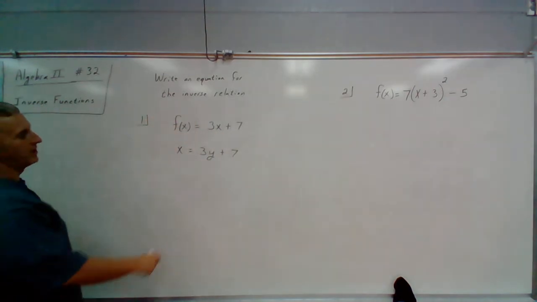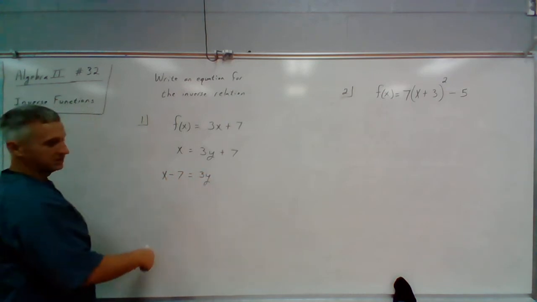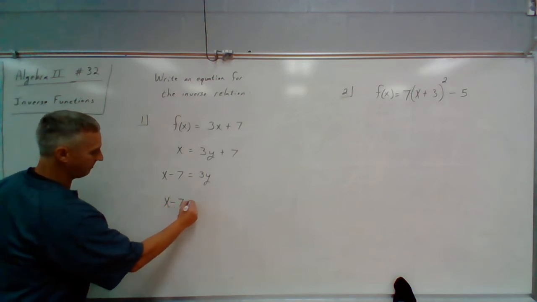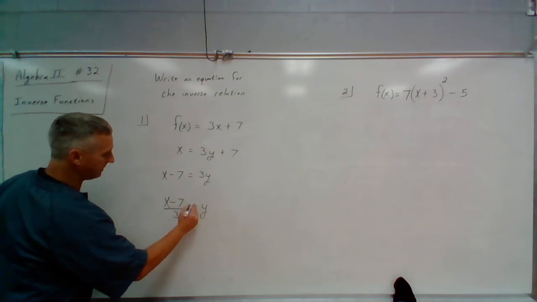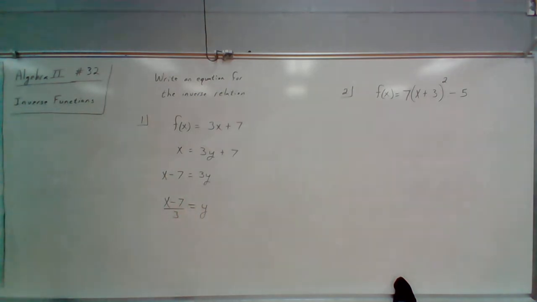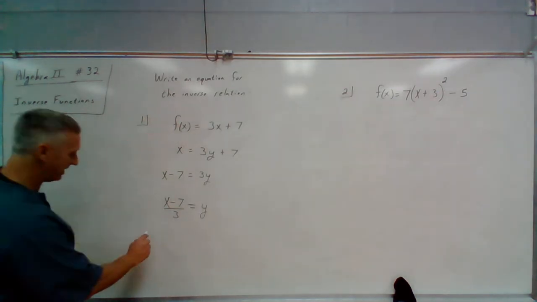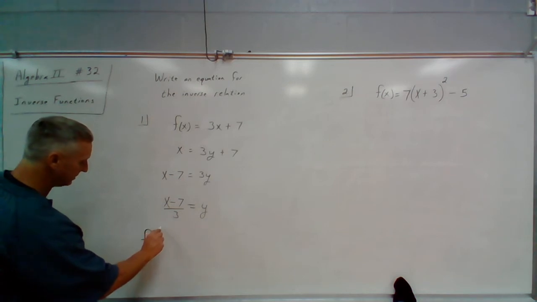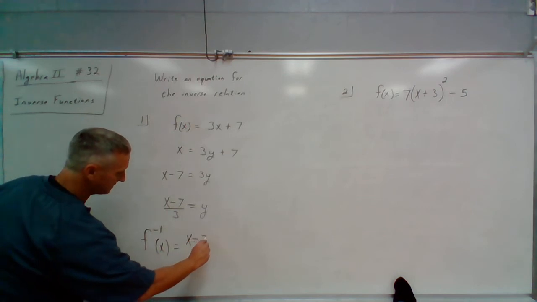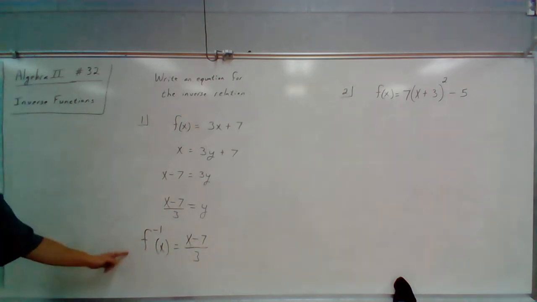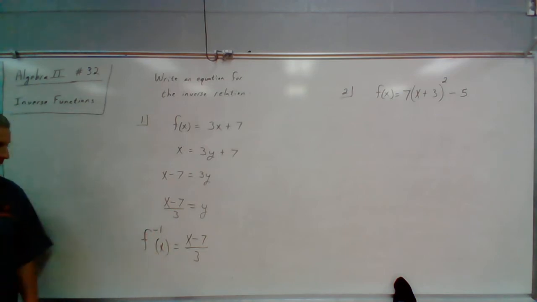And then I'm going to solve it for y. So I'll subtract 7 from both sides. I'll divide both sides by 3. And I've got an equation for the inverse relation. I'm just going to fix it up and write it in the terminology we're using. So f inverse of x would equal x minus 7 over 3. So this is the terminology for the inverse function, f raised to the negative 1 of x.